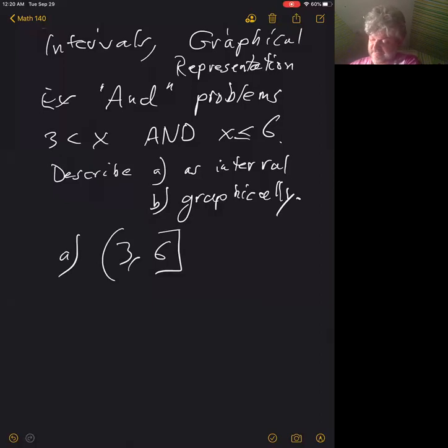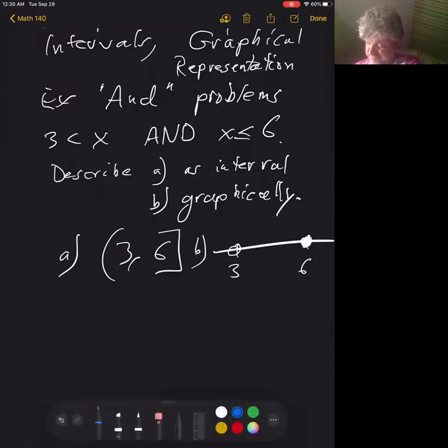And then for B, graphically, make a number line. You put the 3, you put the 6. 3 is not included, so we give it a hollow circle. 6 is included, we make it a filled circle. And everything in between.